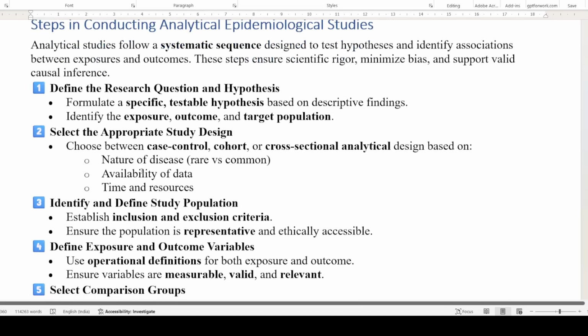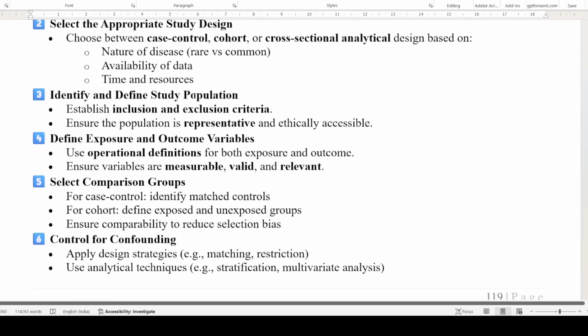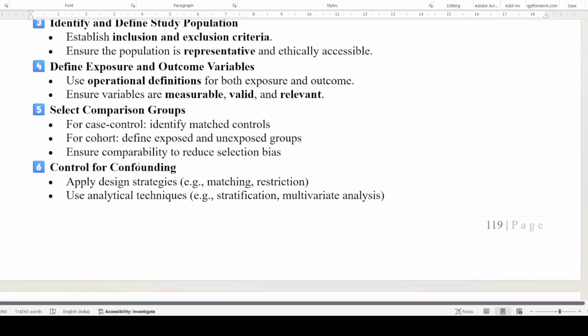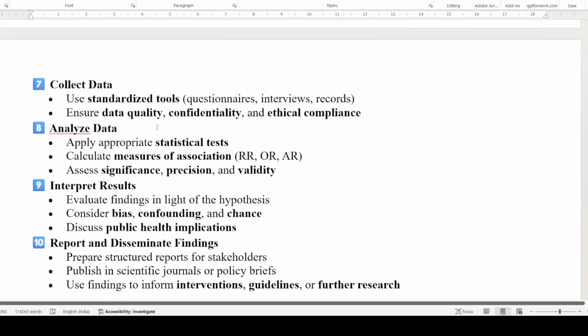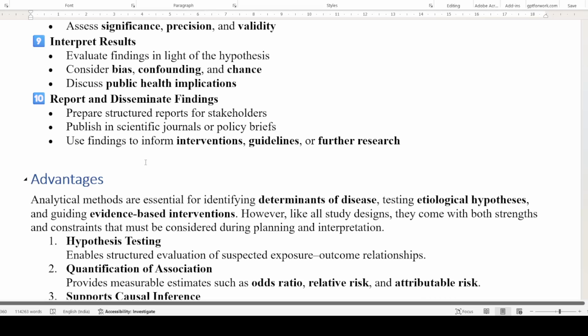Steps means what is the procedure? Again, we have to define the research question. We have to select the appropriate study design, meaning what type of study design we are selecting, like case control, cohort, or cross sectional. Then we identify and define the study population, define the exposure and outcome variables, and select the comparison group. Control for confounding means we apply design strategies and use analytical techniques. Then we collect the data, analyze the data, interpret the results, and report to the professionals. So these are the steps of the analytical method.